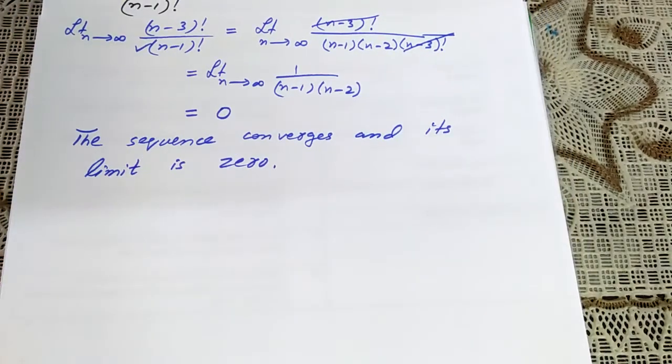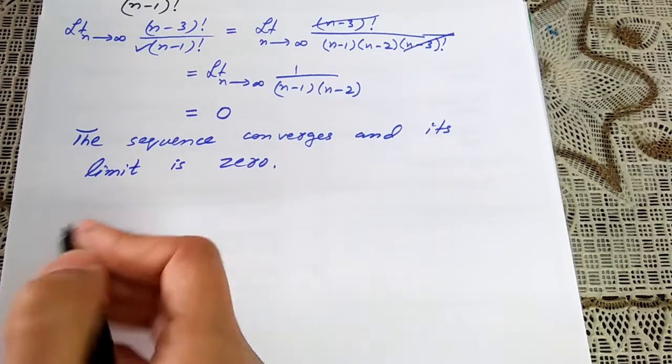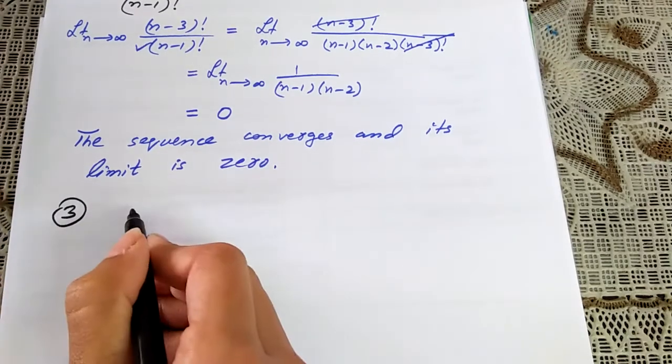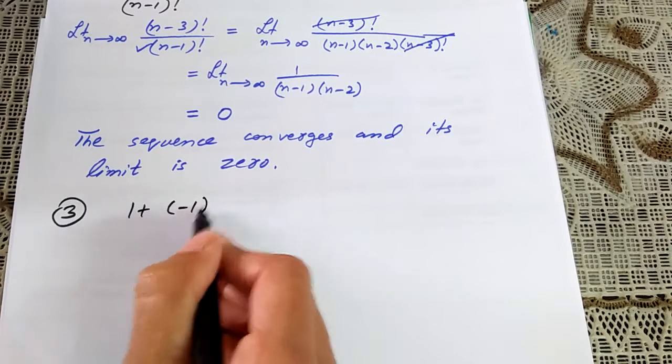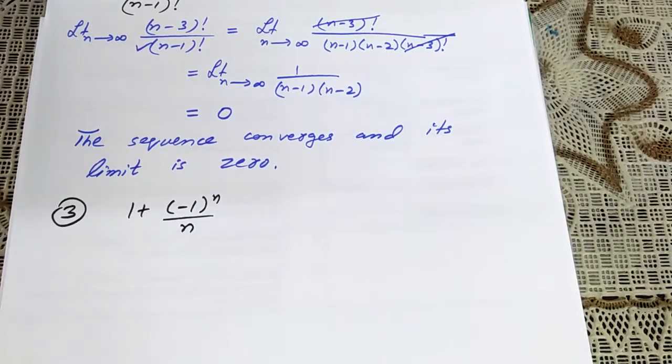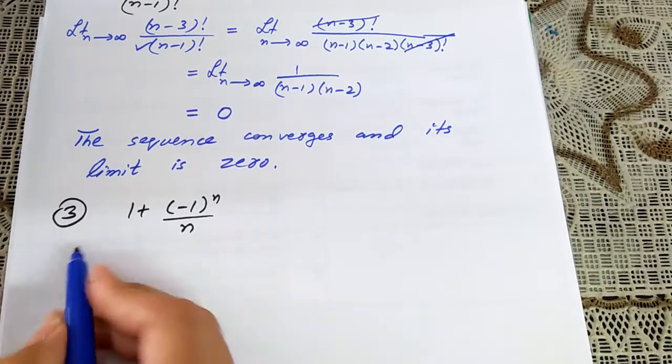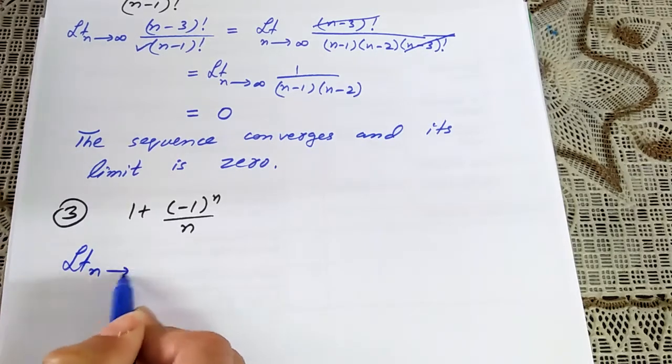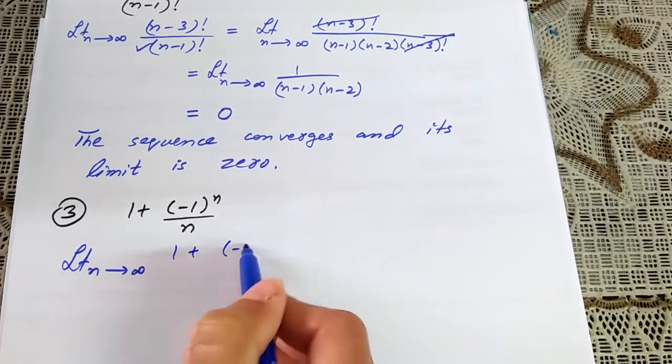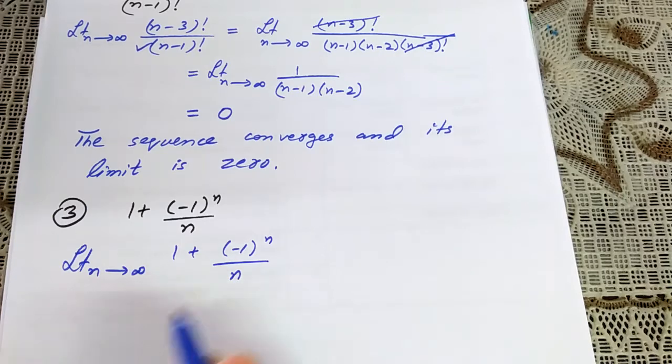Now come to question number 3. 1 plus (-1)^n over n. Apply the limit. Limit n approaches infinity of 1 plus (-1)^n over n.